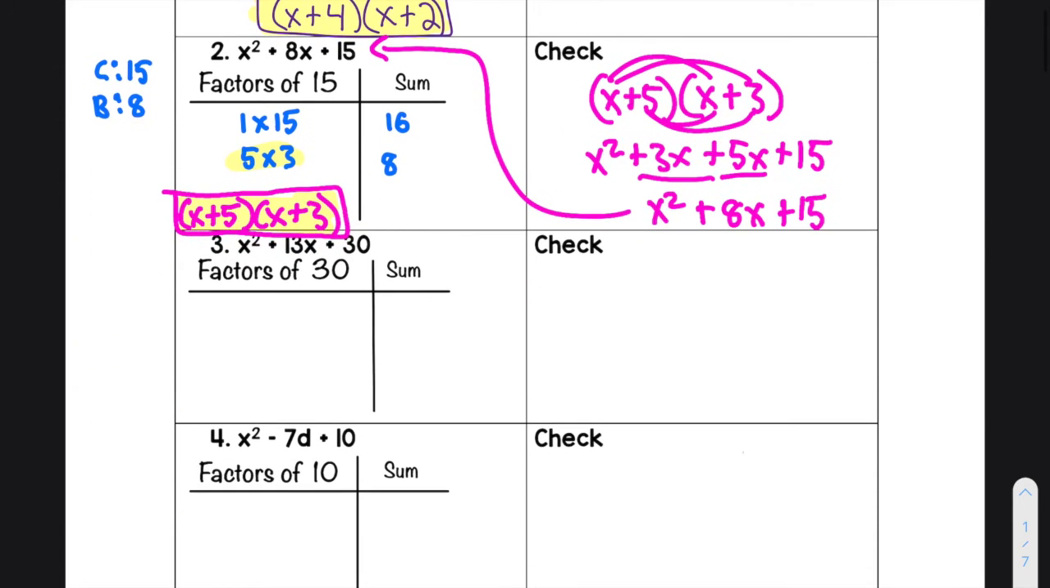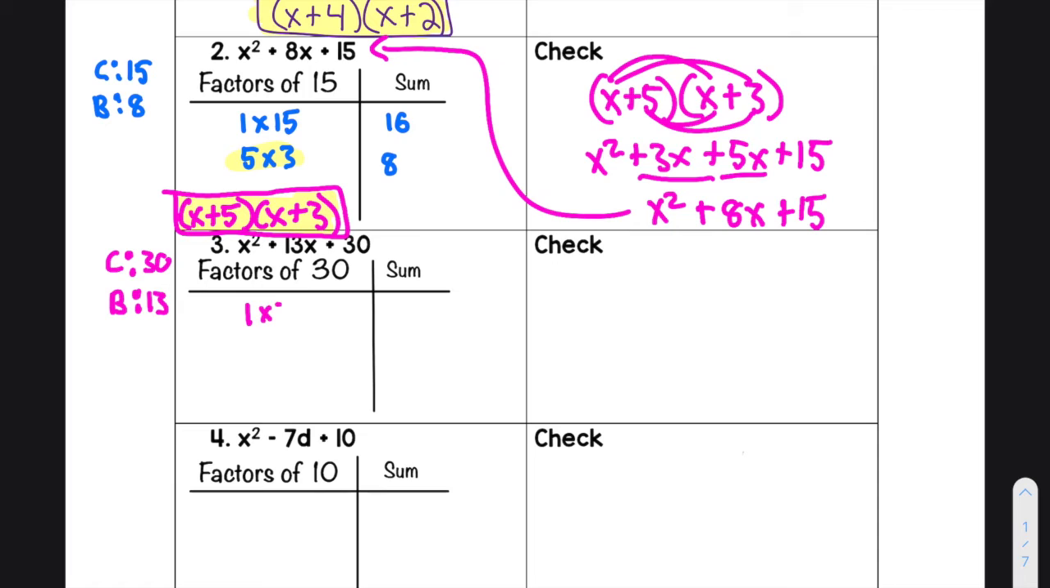Let's move on to problem number 3, in which we have a different c and b value. C for problem number 3 is 30, and the b is 13. We want to find two numbers that multiply to get 30 and add to get 13. So let's first find the factors of 30.